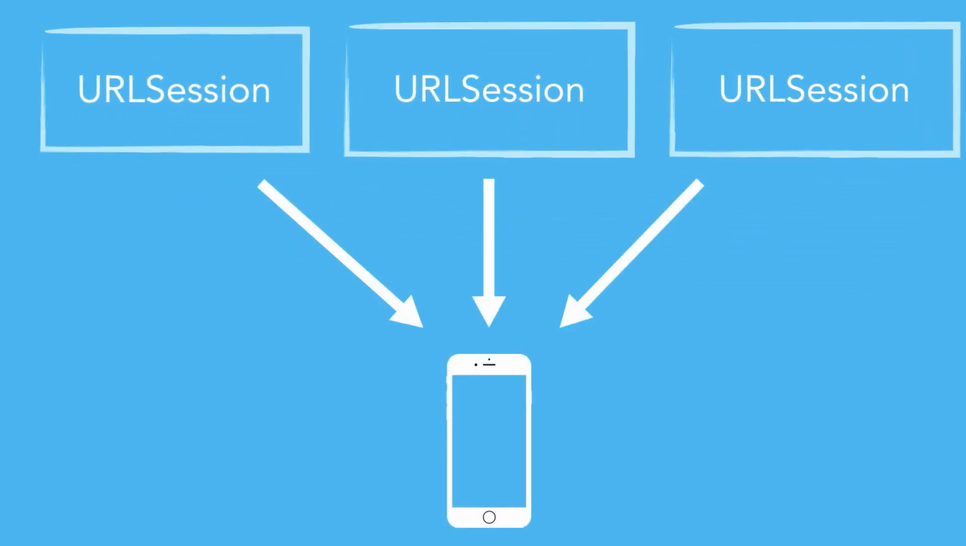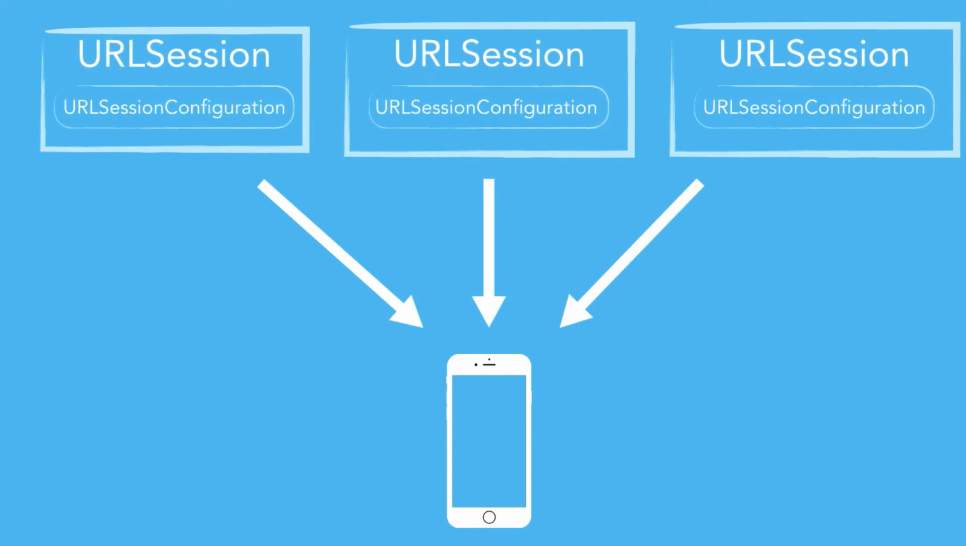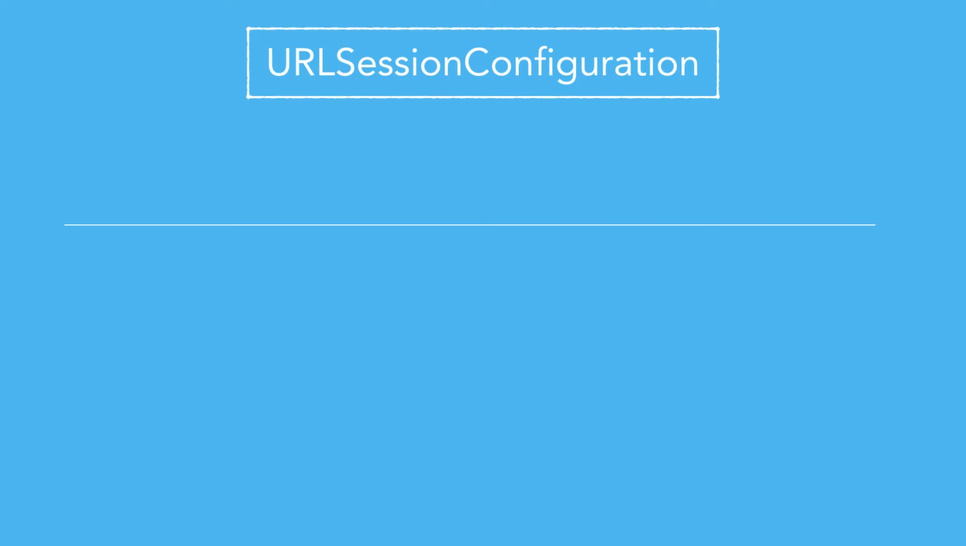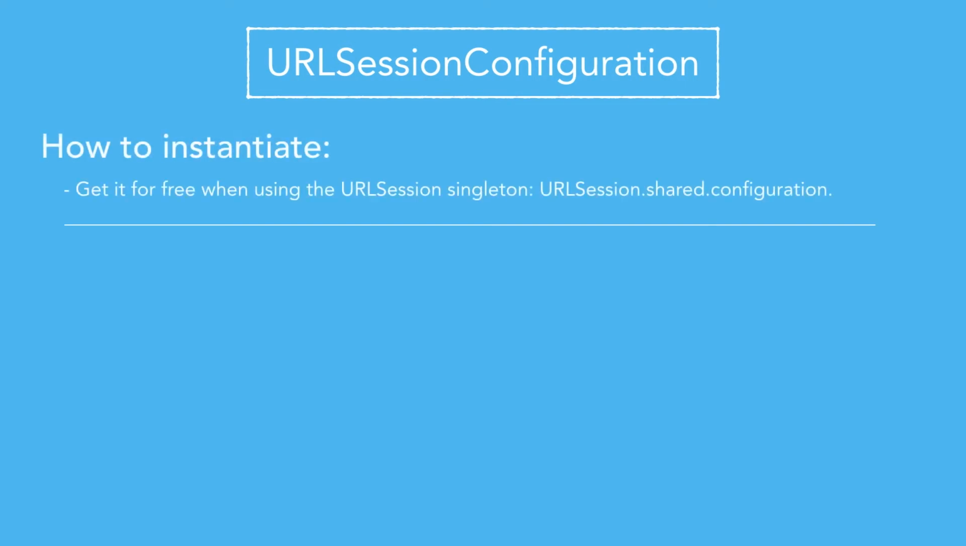In your app, you can create multiple sessions depending on your needs. Every session, however, contains its own configuration, which is defined by the class URLSessionConfiguration. Now going more in depth about configurations. If you just want to do basic requests, you can use the URLSession singleton, and you don't have to create any specific configuration for that. Or you can create a custom session with any of the three existing types of configuration.